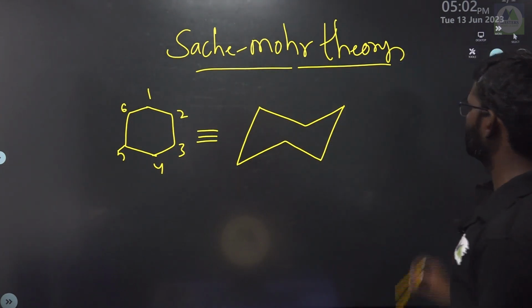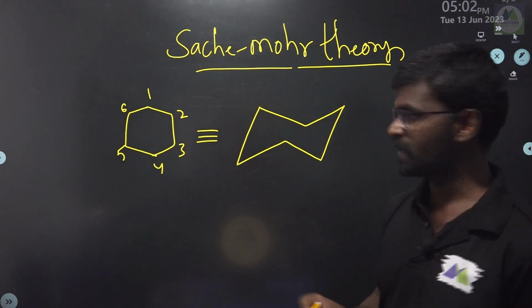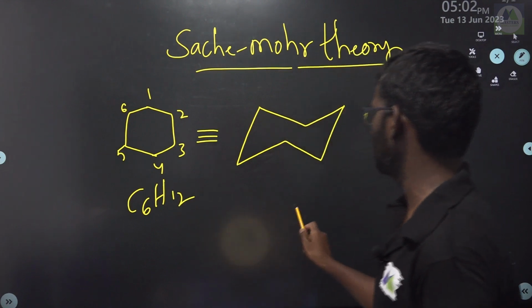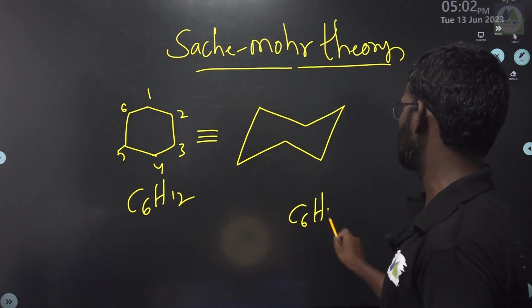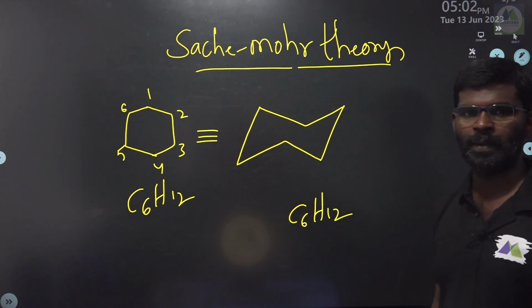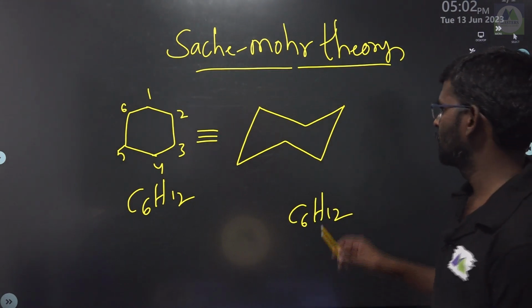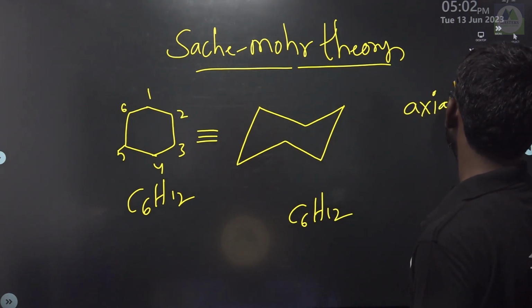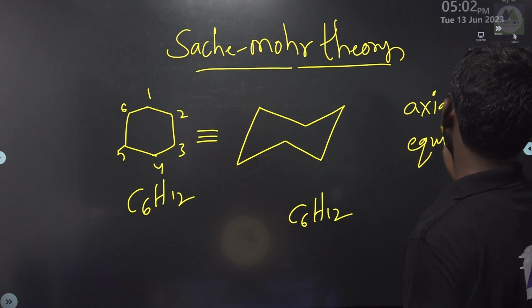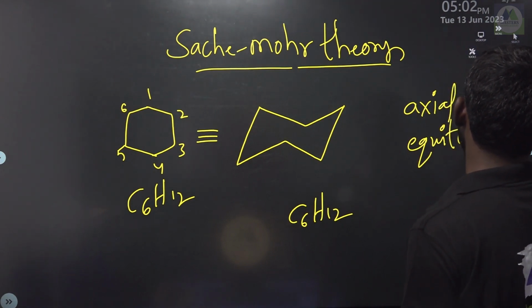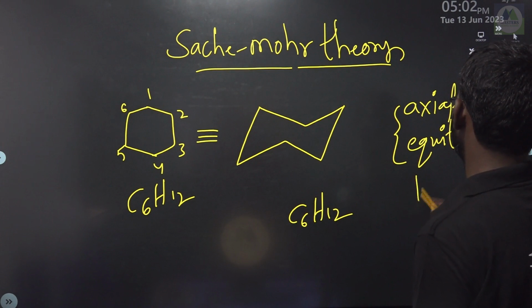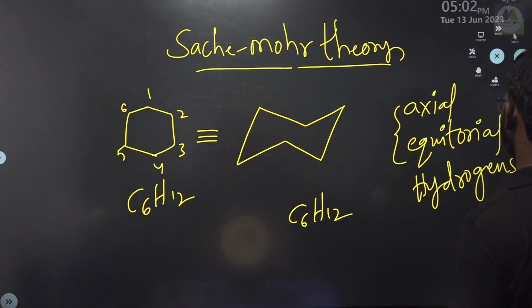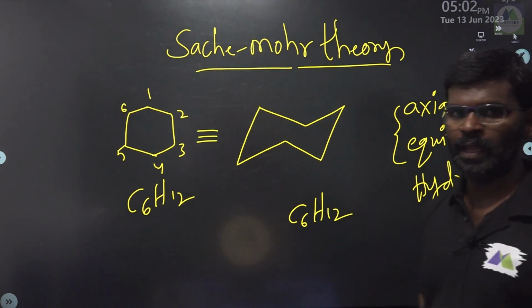There are 2 types of hydrogens here. The formula is C6H12, the molecular formula, 6 carbon atoms and 12 hydrogen atoms. There are 2 types: one is axial and the other one is equatorial. Axial hydrogens and equatorial hydrogens.